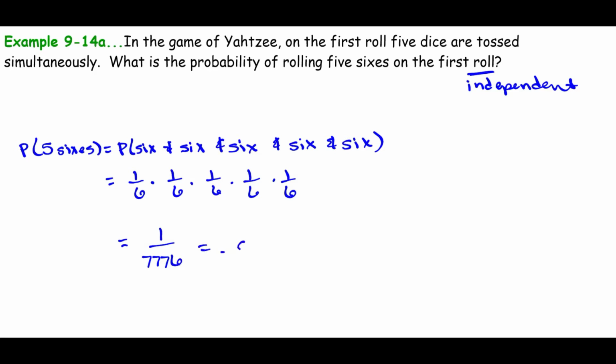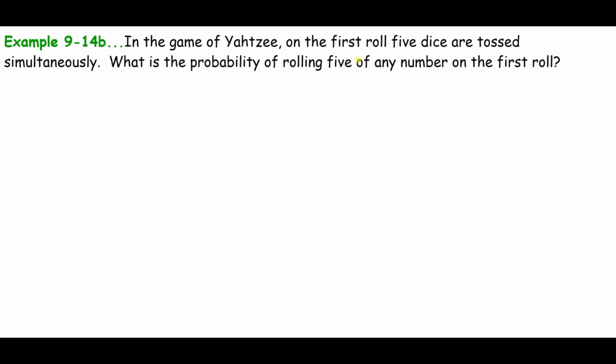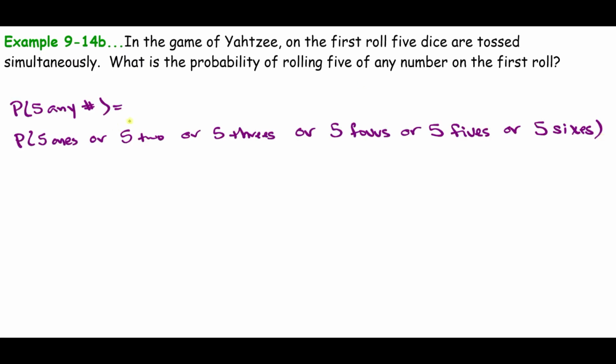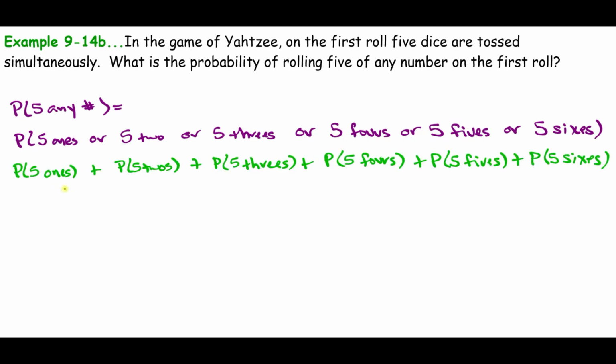So that's going to be 1 out of 7,776, or 0.0013. Again, in the game of Yahtzee, 5 dice are tossed simultaneously. What's the probability of rolling 5 of any number on the first roll? The probability of 5 of any number is getting 5 1s, or 5 2s, or 5 3s, or 5 4s, or 5 5s, or 5 6s. Remember, "or" tells me that I'm going to add. So this is the probability of 5 1s, plus the probability of 5 2s, plus 5 3s, plus 5 4s, plus 5 5s, plus 5 6s.